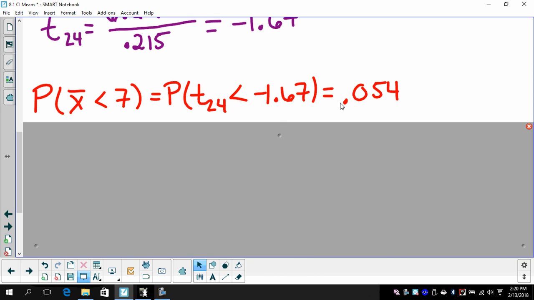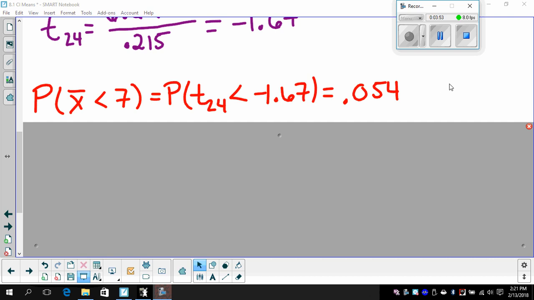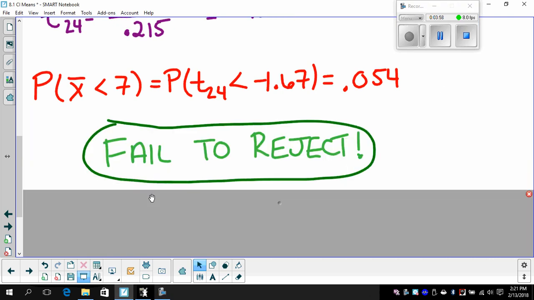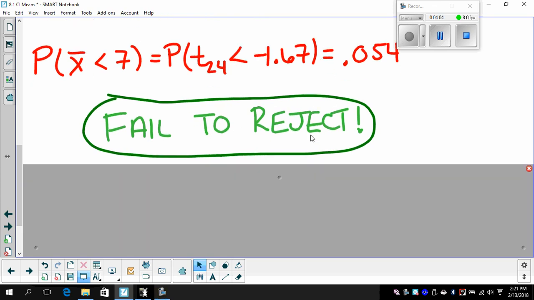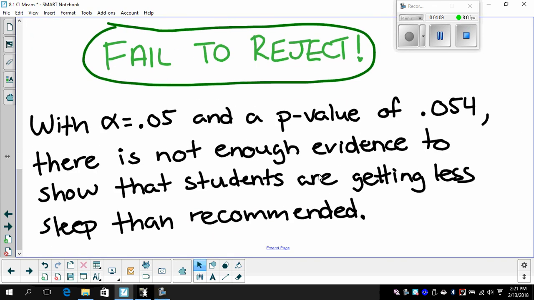So our alpha was 0.05 and our p-value is 0.054. They're really close, but we don't have the evidence to show that we should reject, so we're going to fail to reject. So since the p-value is greater than alpha, we're going to fail to reject, even though it's really close. So we can say that there's not enough evidence to show that students are getting, on average, less sleep than recommended.